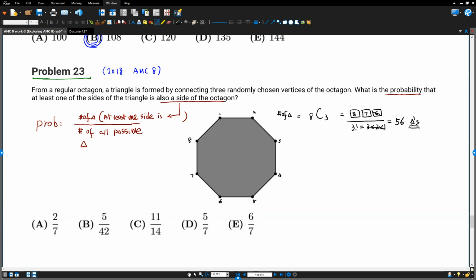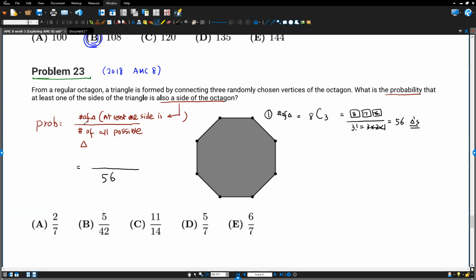Wow, a lot. How can you draw all 56? Impossible. Fewer than 5 is okay, but more than 5, or 10, or 20 is impossible. It takes too much time, and it is also not accurate. We might make a lot of mistakes. There are 56 possible triangles in all.